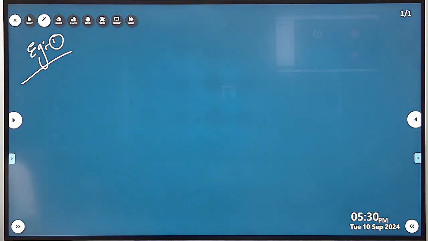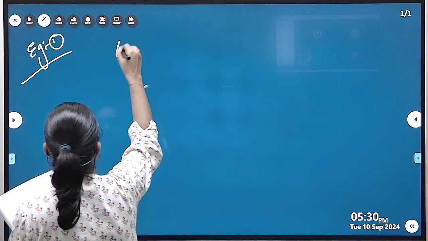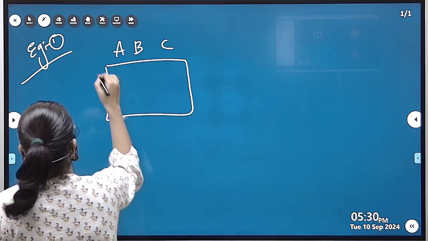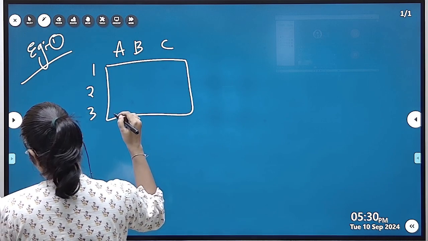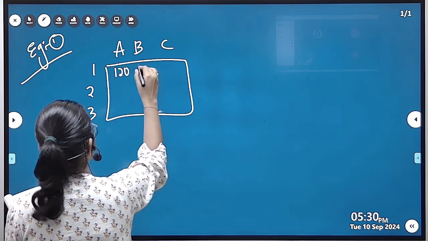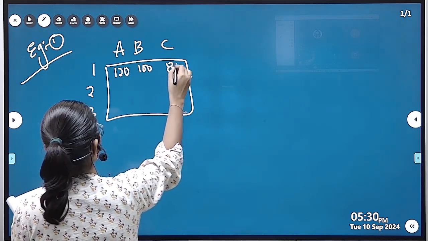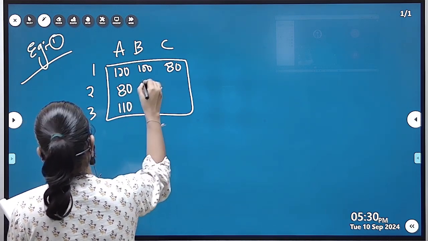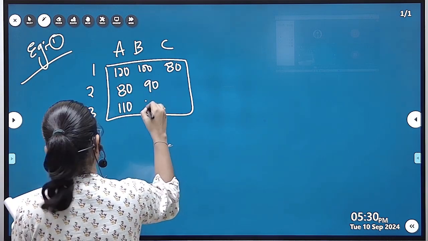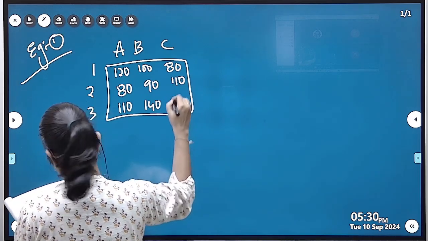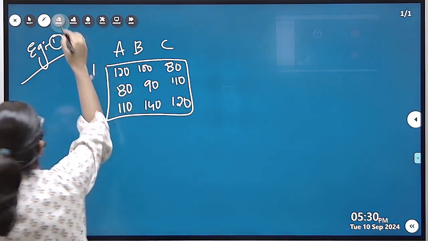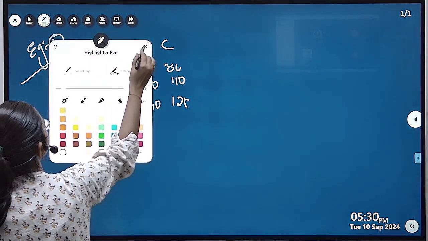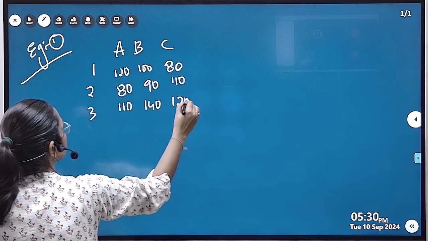So example, first example. So there are A, B and C, 3 workers. So 1, 2, 3 factories. So 120, 100 and 80, where A is producing 120 units in factory 1 and factory 2 and factory 3, like that. Okay. So erase this. Oh, sorry. This is 80 and this is 120.